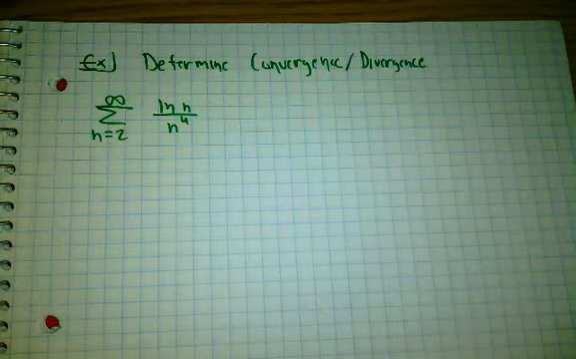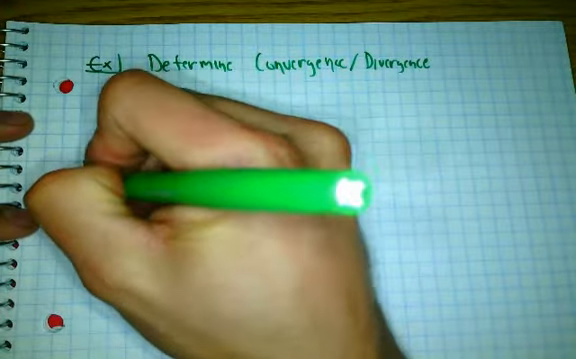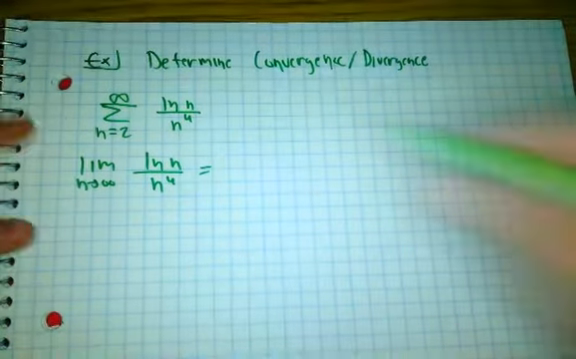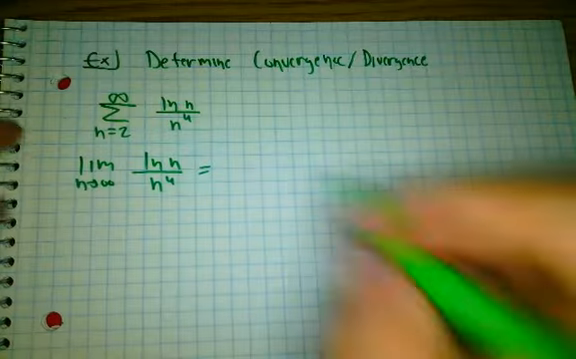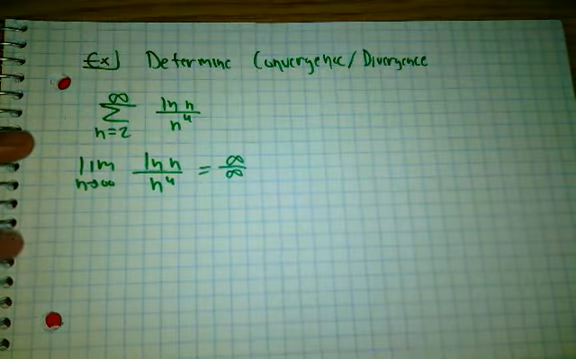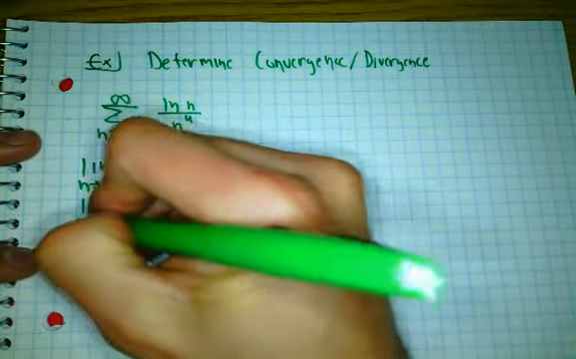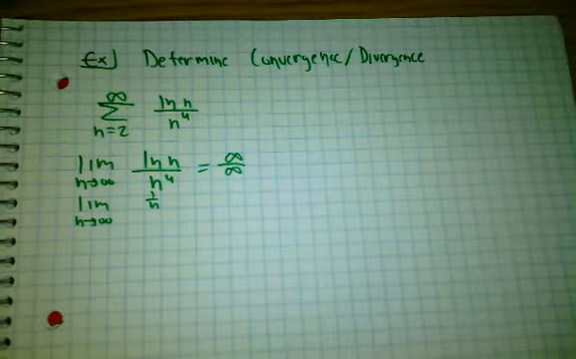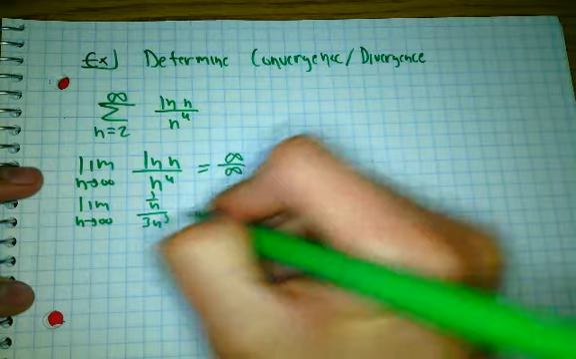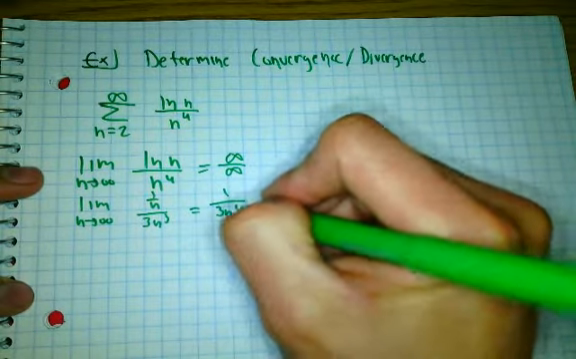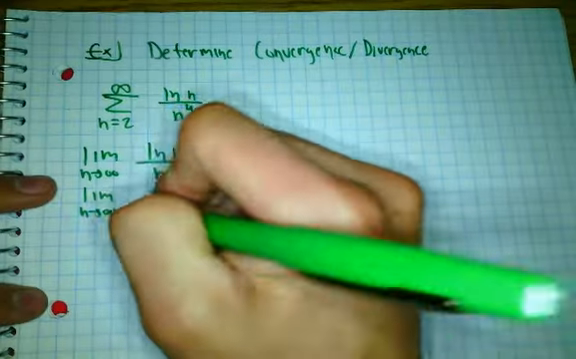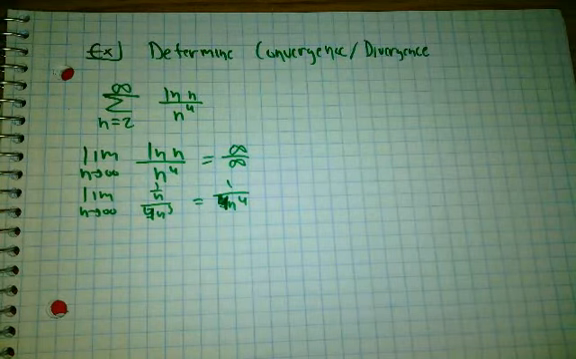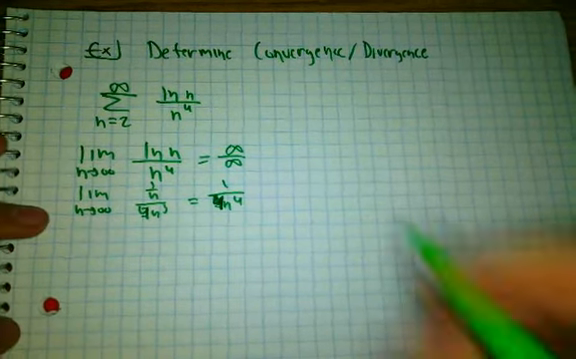The limit as n approaches infinity of the natural log of n over n to the 4th gives you what? Infinity over infinity. So L'Hopital's. Limit as n approaches infinity. What's the derivative of natural log of n? 1 over n. And the derivative of n to the 4th is 4n cubed, sorry. So it's 1 over 4n to the 4th, right? Yes? What's the limit of that? 0.